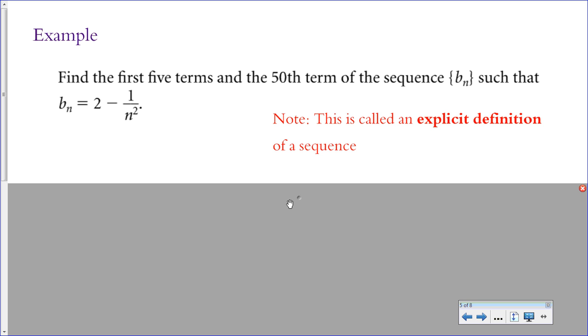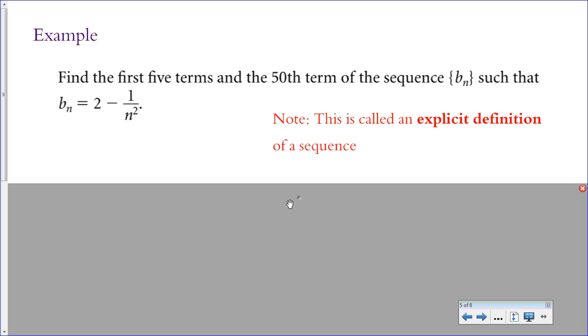They're calling it b sub n instead of u sub n. U is really common, but you could really use any letter, just like when you're doing a function. You could use f of x, g of x, h of x, right? Any letter to define your function. So here they're calling our sequence b sub n.